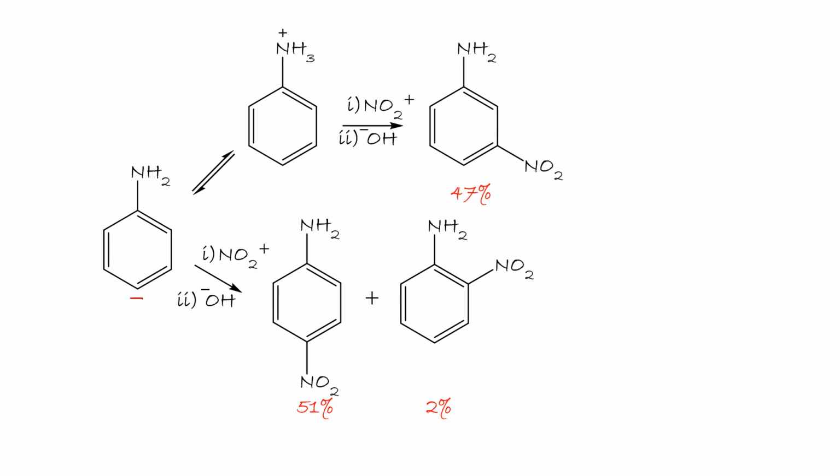Aniline will get protonated to form the anilinium ion. This is a meta-directing group. Since the aniline NH2 is a very activating group, it will react to form the para and minor, very minor, ortho.